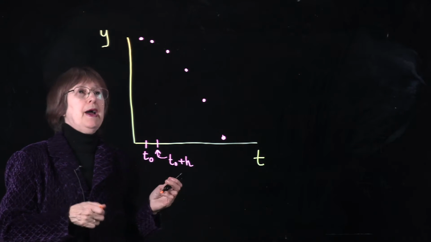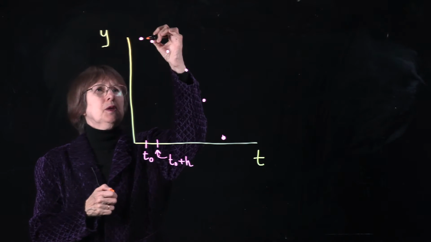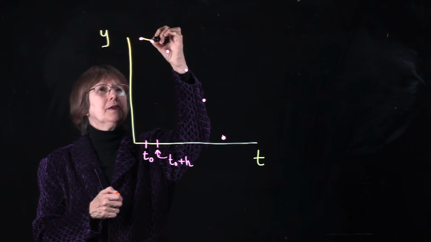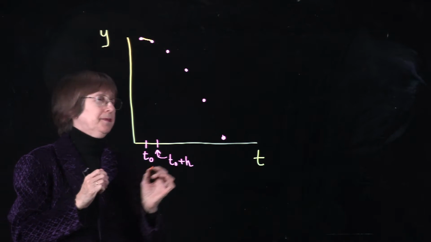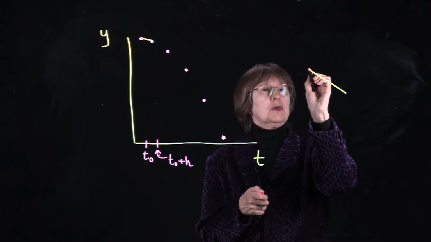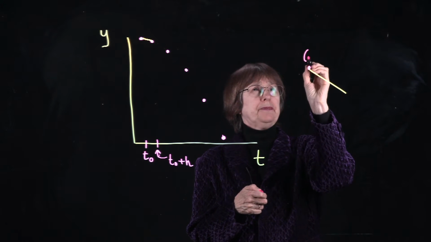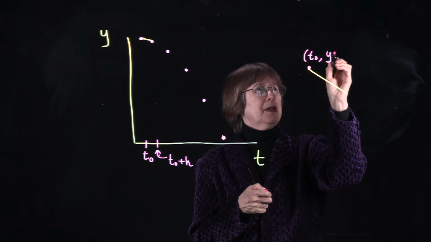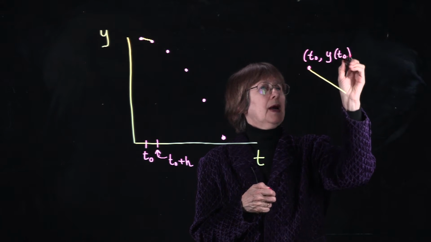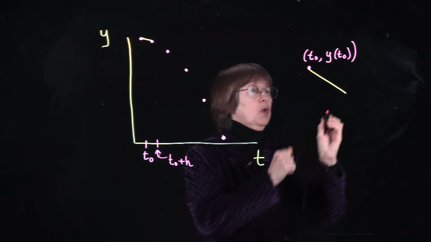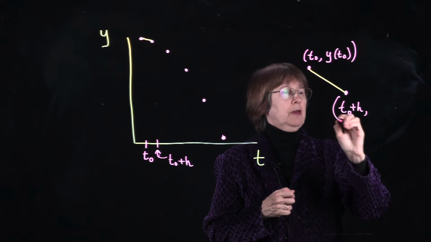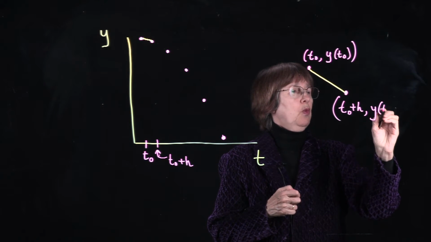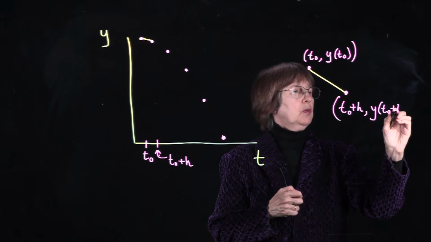Now, what do we mean by average velocity? Basically, we mean the slope of the line connecting those 2 points. So pretend that this is a straight line. Let's magnify it. So the coordinate of this point will be t0 and the value of y at t0. The coordinate of this point will be t0 plus h and the corresponding value of y at t0 plus h.